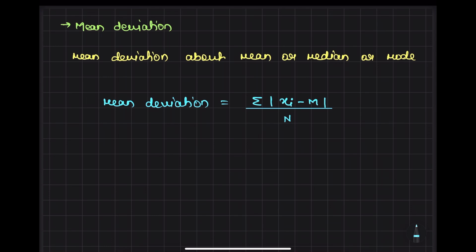Okay, now in place of M, if they ask you to find mean deviation about mean, in place of M you will write the mean. If they ask you to find mean deviation about median, in place of M you will substitute the median. And if they ask you to find mean deviation about mode, in place of M you will write the mode. Okay, and then you have to solve accordingly.